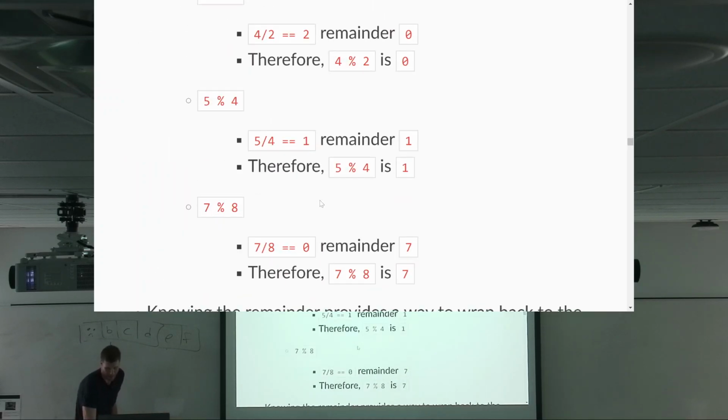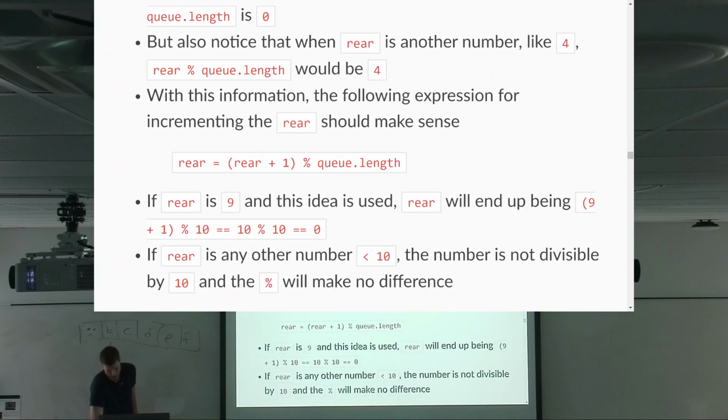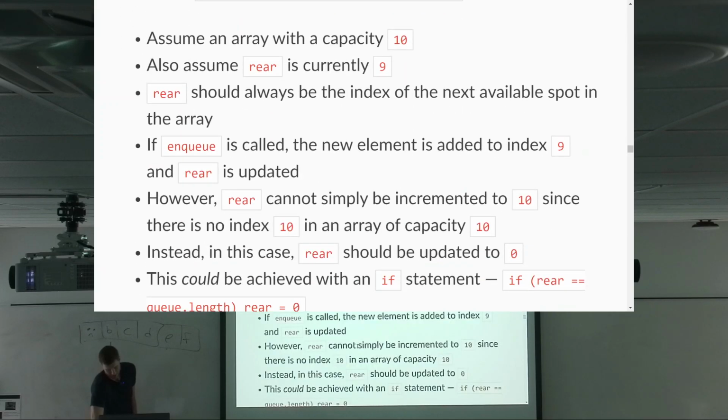So, imagine for a second we had a capacity 8 array. Well, let's talk through this. Assume an array with capacity 10. Let's assume rear is now 9. 9 should always be the index of the next available spot in the array. So an enqueue is called, the new element is added to index 9. Fine. And the rear is updated. Rear should now become 9 plus 1, 10.